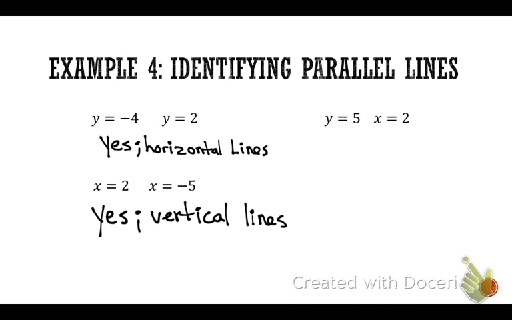All right, what about this last one? Don't say it out loud. Go ahead and answer it if you haven't already. All right, y equals 5 and x equals 2. What do you think, guys? No. No, because one line is horizontal and one is vertical. So one horizontal line, it'll take you longer to write the answer, and one vertical line.